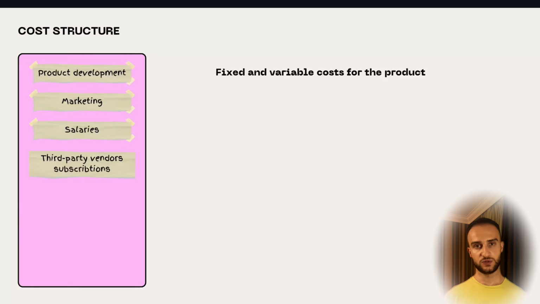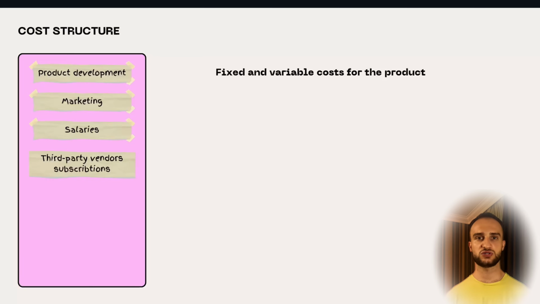We will also need to pay the salaries for our team, for ourselves that we are running this product. And we might also be using third-party vendor subscriptions for the data management, data storing that we're going to be paying for. These would be the main cost structure of our product.